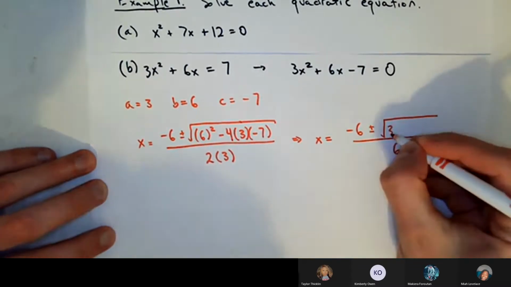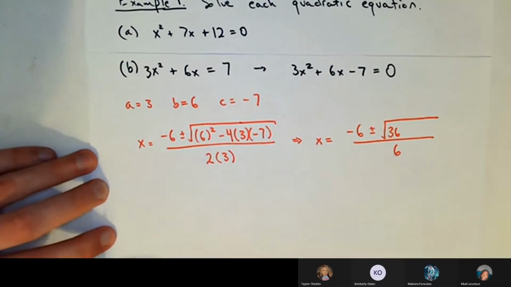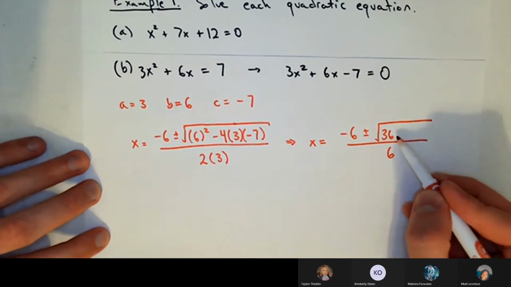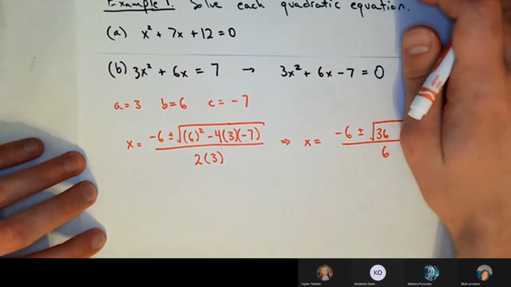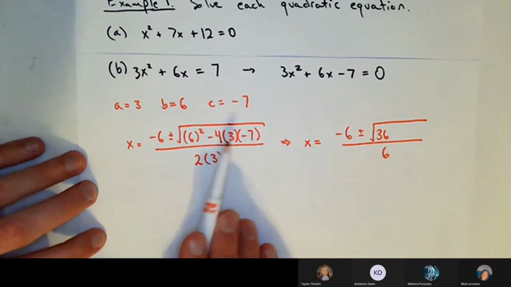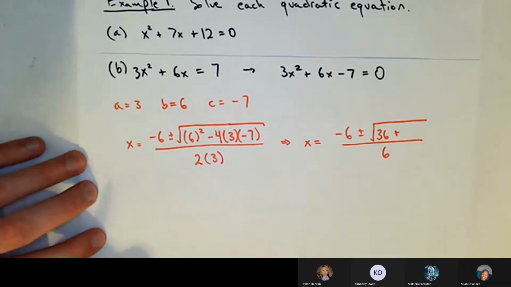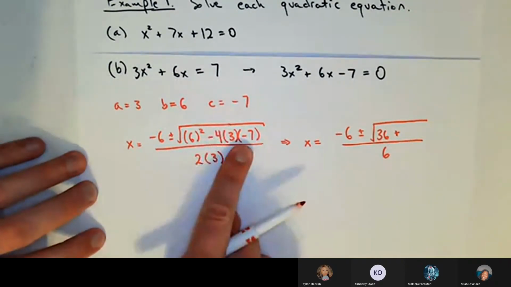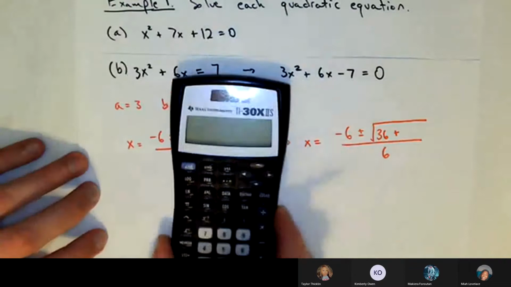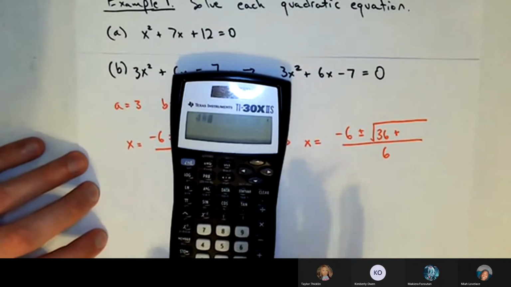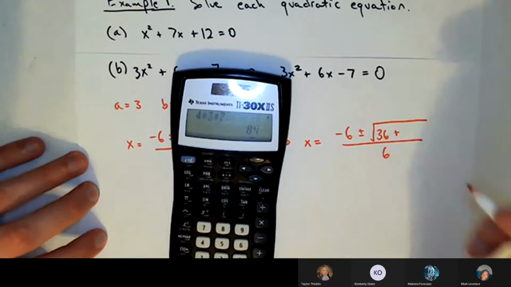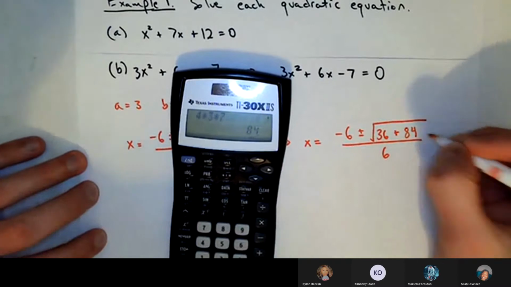6 squared is 36. The next thing I like to figure out is what should be the sign after the 36? Well, since there are 2 negatives, it's plus. And now I can just ignore those signs, right? So now all I have to do is figure out what 4 times 3 times 7 is. And I'll just ask the calculator because I'm being lazy today. And it's 84.